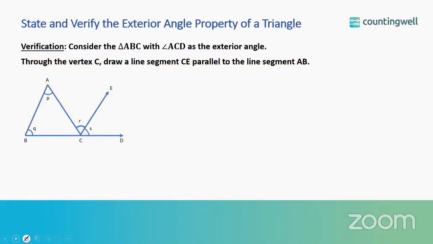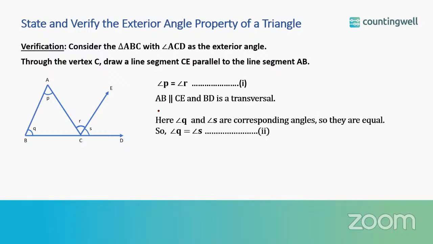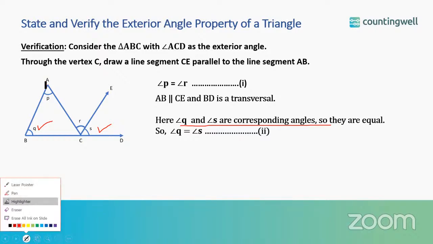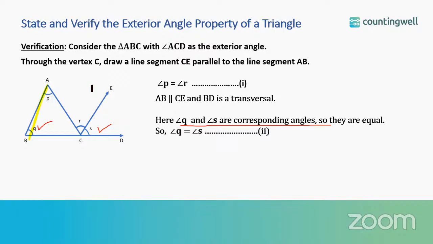Let us take this as equation 1. Now angle Q and angle S are corresponding angles. So here you can see angle Q and angle S are corresponding angles because we have AB parallel to CE by construction, whereas BD is the transversal. So we have angle Q is equal to angle S. Let us mark this as equation 2.